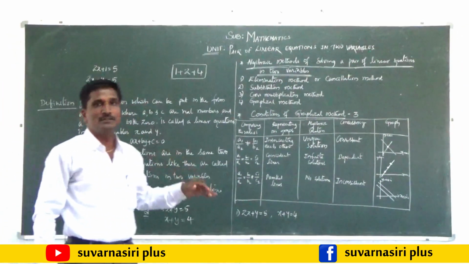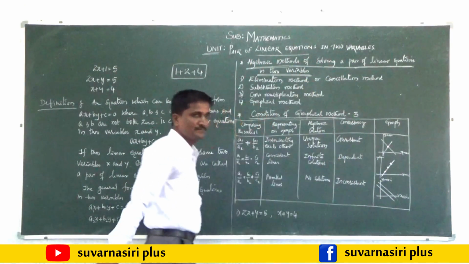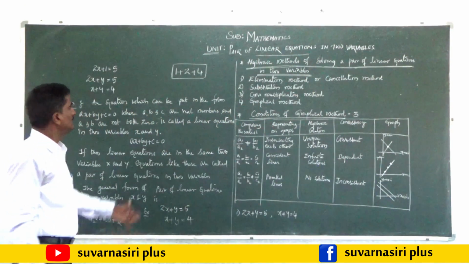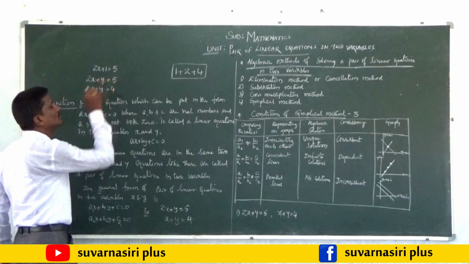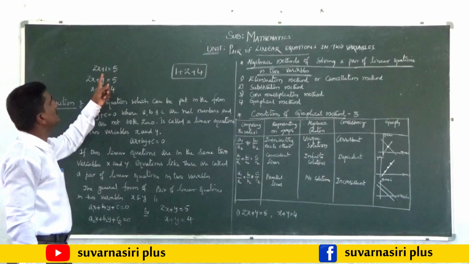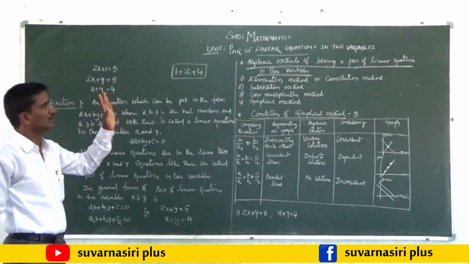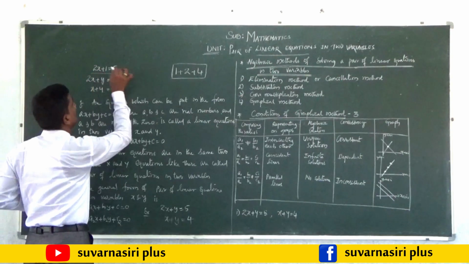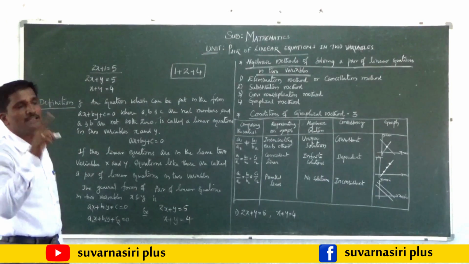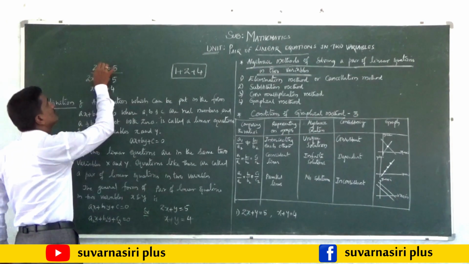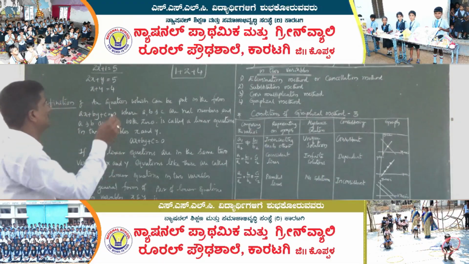So you have already learned in the previous classes about linear equations. What is a linear equation? For example, you can write 2x plus 1 is equal to 5. In this equation, there is only one variable, x. So we can call it a linear equation. The variable x has degree or power 1. According to degree, we can name the equations.